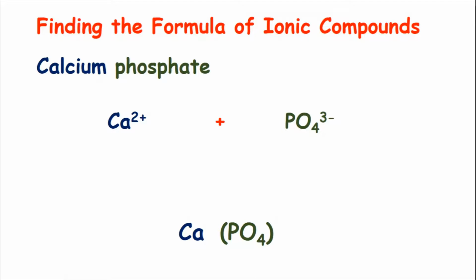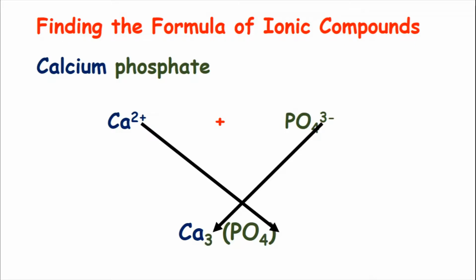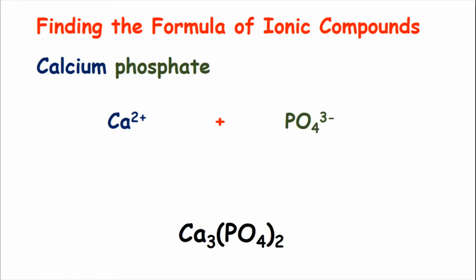Now again we're going to draw the arrows, one from the 2+ down next to the brackets of the PO4, one from the 3- down to the Ca. It is quite important here that you ignore the subscript numbers. So in PO4 3-, the subscript 4 we are completely ignoring here. We don't need it. We only need the superscript 3. And when we move those numbers now, that gives us Ca3(PO4)2. And that is the formula for calcium phosphate.